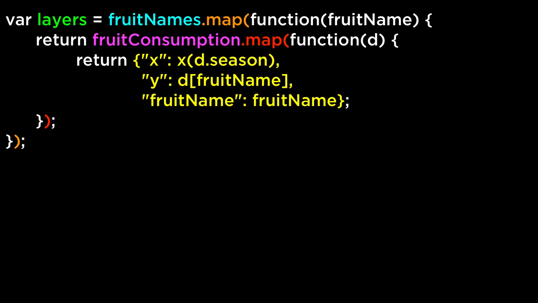The fruit name is just the fruit name from the first array map function. The y is the number of fruits eaten with the fruit name during this season. The x is the season name passed to the x ordinal scaling function. Remember, the x ordinal scale takes in a string of a season name and returns a number on the range between 0 and the width of the inner drawing space.